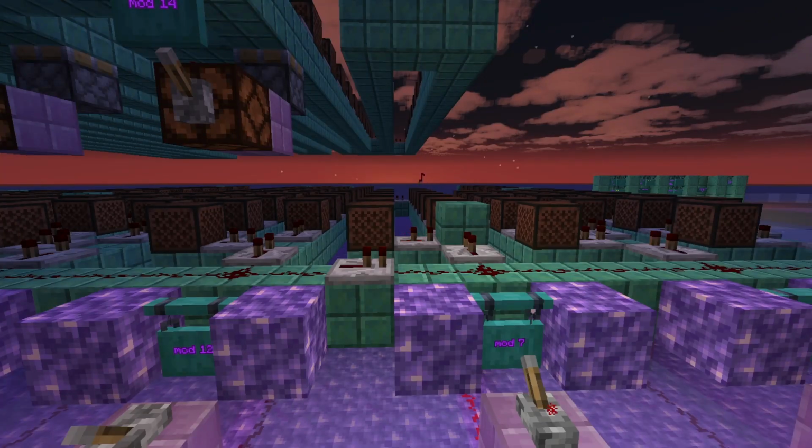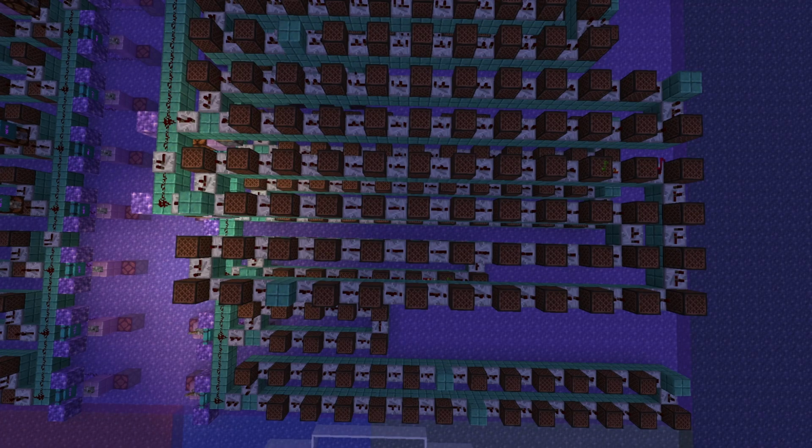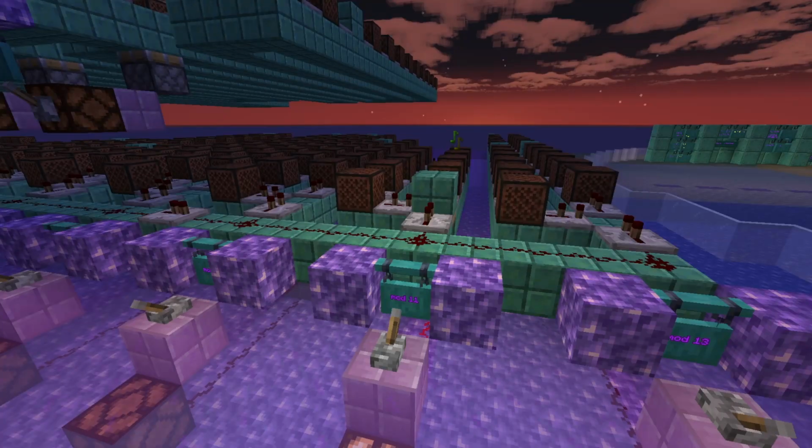Here's mod 7 on its own. It sounds much more interesting with mod 14. For completeness, here's mod 11 and mod 13.